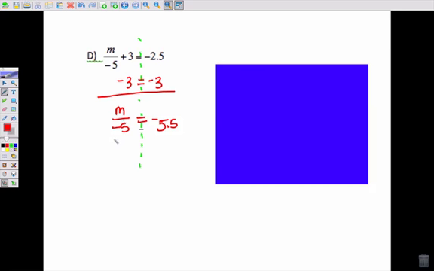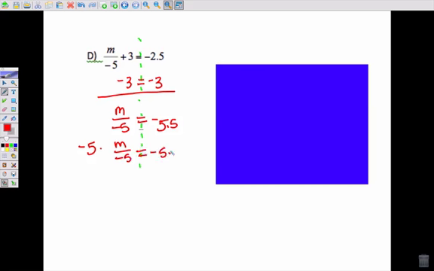Here's where it's different than the other 3. This is not negative 5 times m. The fraction bar is division. But the way I undo division is with multiplication. So I want to get the m by itself. It's being divided by negative 5. To undo that, I'm going to multiply both sides by negative 5.